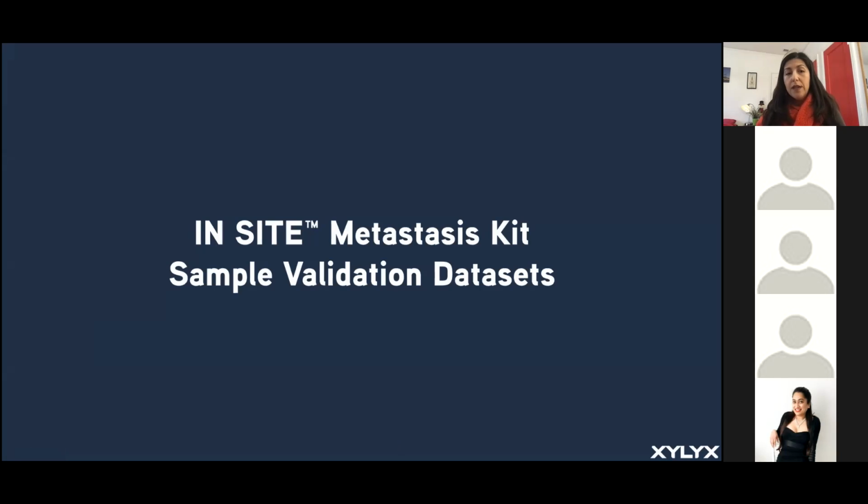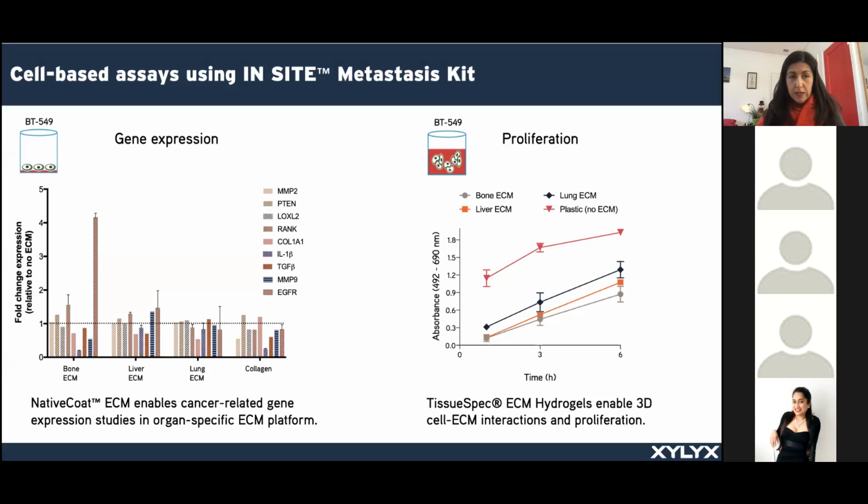Some of the data that we have been obtaining with these kits are related to breast cancer cells and also lung tumor cells. In this case, for the gene expression, we used BT549 cells, which are triple negative breast cancer cells, and we analyzed the expression of genes that participate in breast cancer metastasis. And we see the cells on the native coat of bone, liver, and lung. And we also used collagen coated plates. We used plastic as the control to analyze the gene expression.